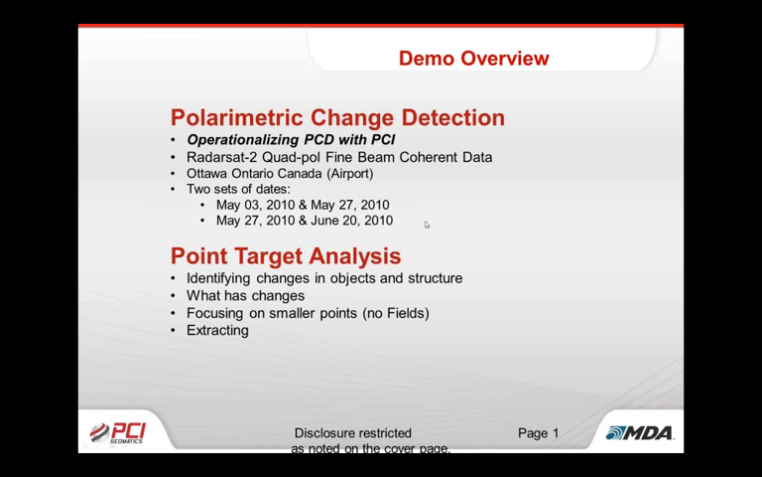So we're going to be using RadarSat-2 quad pole fine beam coherent data sets. We're going to be looking at two sets of dates. So we're going to be looking at May 3rd, 2010 and May 27th, 2010. But we're also going to be looking at May 27, 2010 and June 20th.